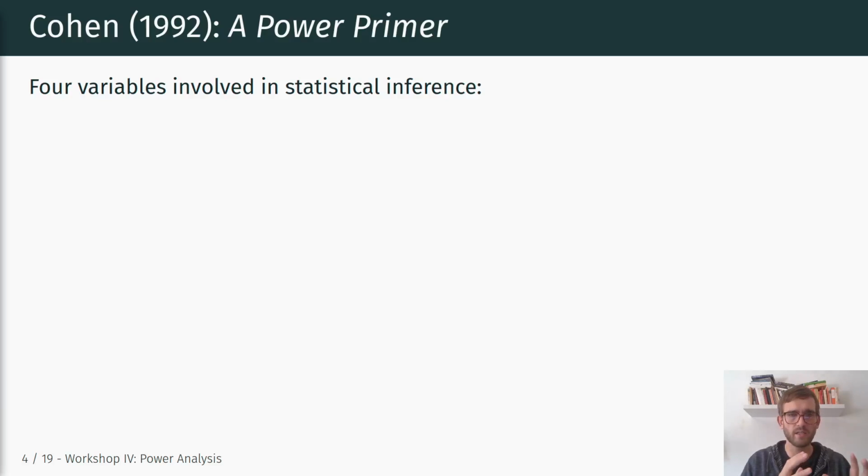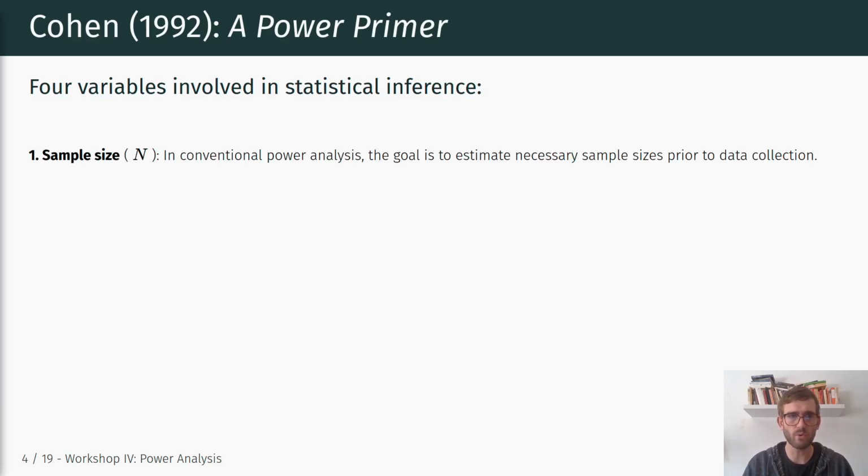So the way this is structured in Cohen, or in general the way statistical power analysis is structured, is it basically examines the relationship between four key variables that are involved in any type of statistical inference. Okay, and those four components of any type of analysis are the following.